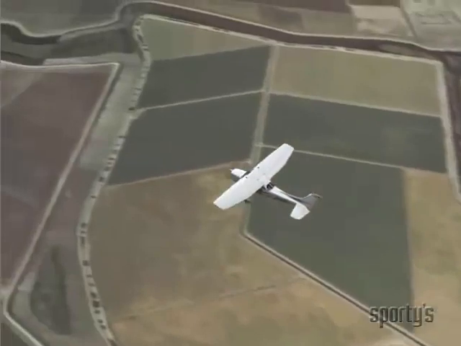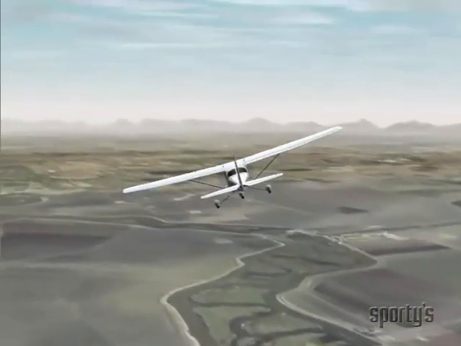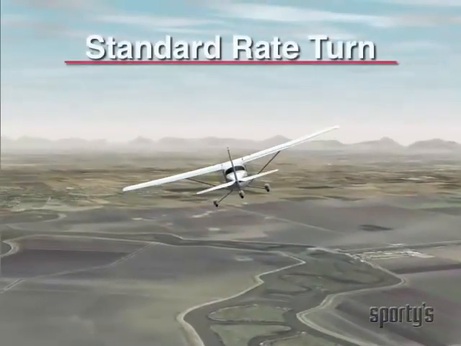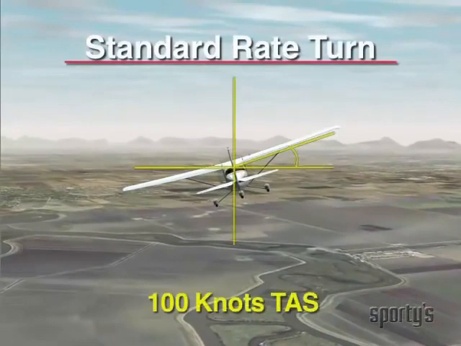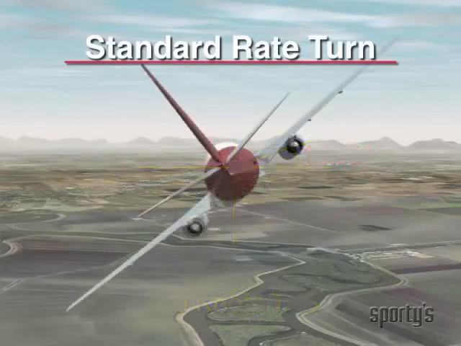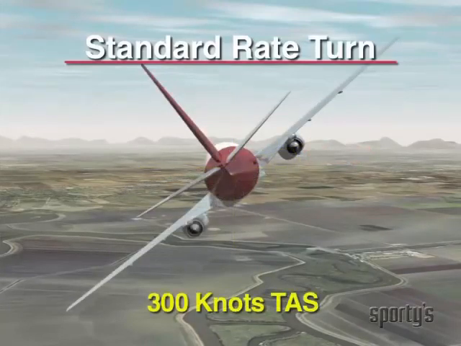Faster airplanes turn at half standard rate. However, to maintain a standard rate turn as airspeed increases, your bank angle will also need to increase. At a true airspeed of 100 knots, the bank angle is 15.38 degrees, and at 300 knots true airspeed, the angle required is 39.5 degrees.